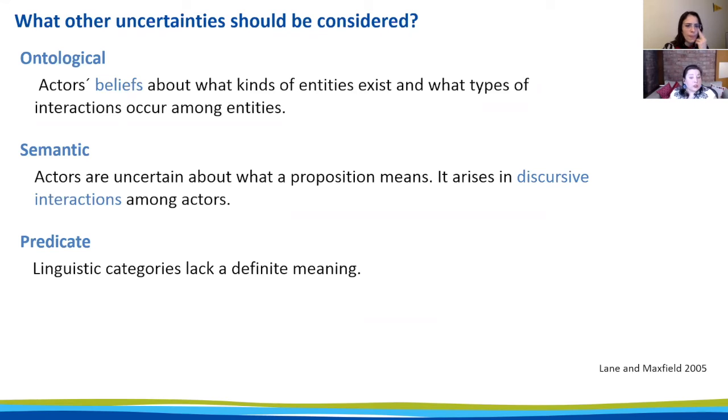There is a semantic uncertainty, where actors are uncertain about what a proposition means, and arises in discursive interactions among actors. For example, is my definition of impact significance different from yours or the same as yours? And the predicate uncertainty, where linguistic categories lack a definite meaning. For example, what is the difference between very high impact significance or just high impact significance?